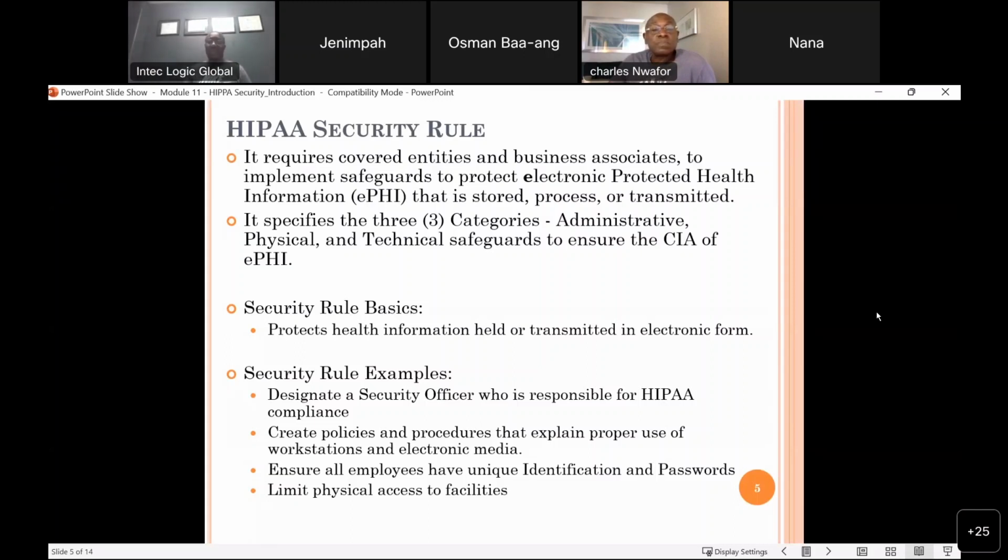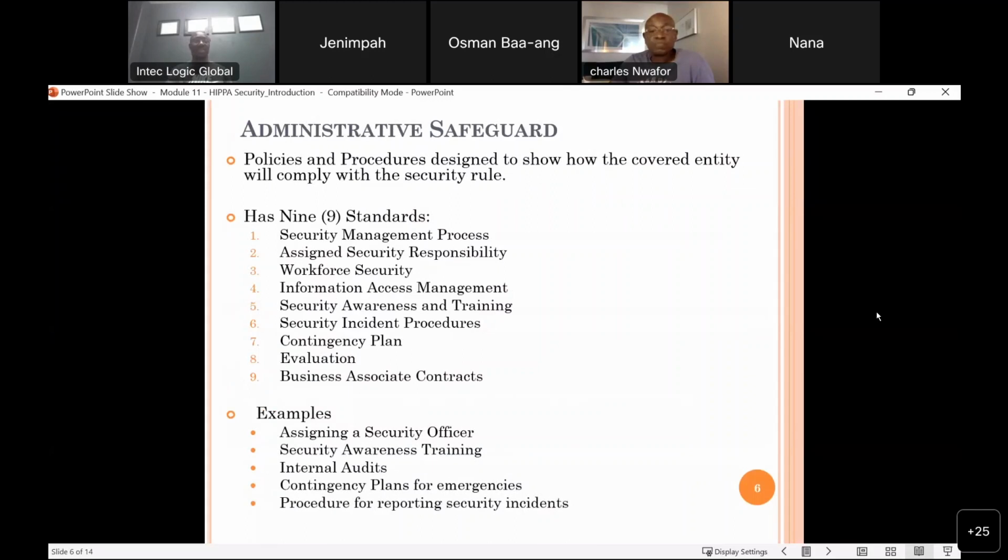So examples are: designate a security officer, which we will learn about; create policies and procedures, right? We will learn about that. Ensure all employees have unique identification and password, limit physical access to facilities. So these are all examples of security rules, but we're going to go deep into that.